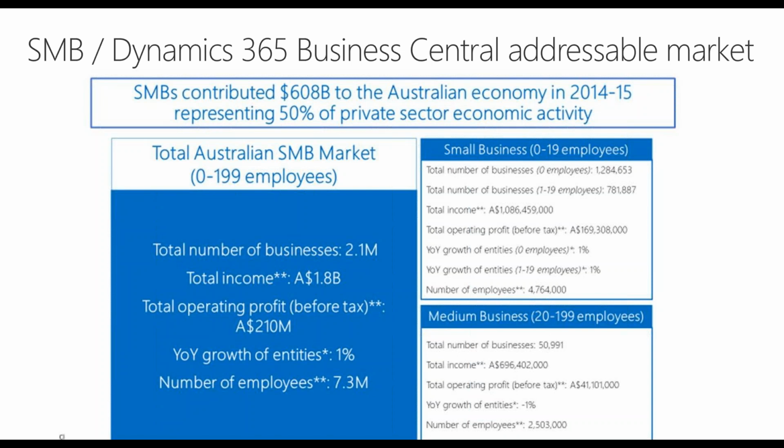And then across there, you've got income of approximately 1.8 billion, and a total operating profit of 210 million. So they're the sort of businesses that we look at for Business Central. And when you can see this, the 781, the 890,000 employees is something which we can deploy Business Central into and get those people using our systems.